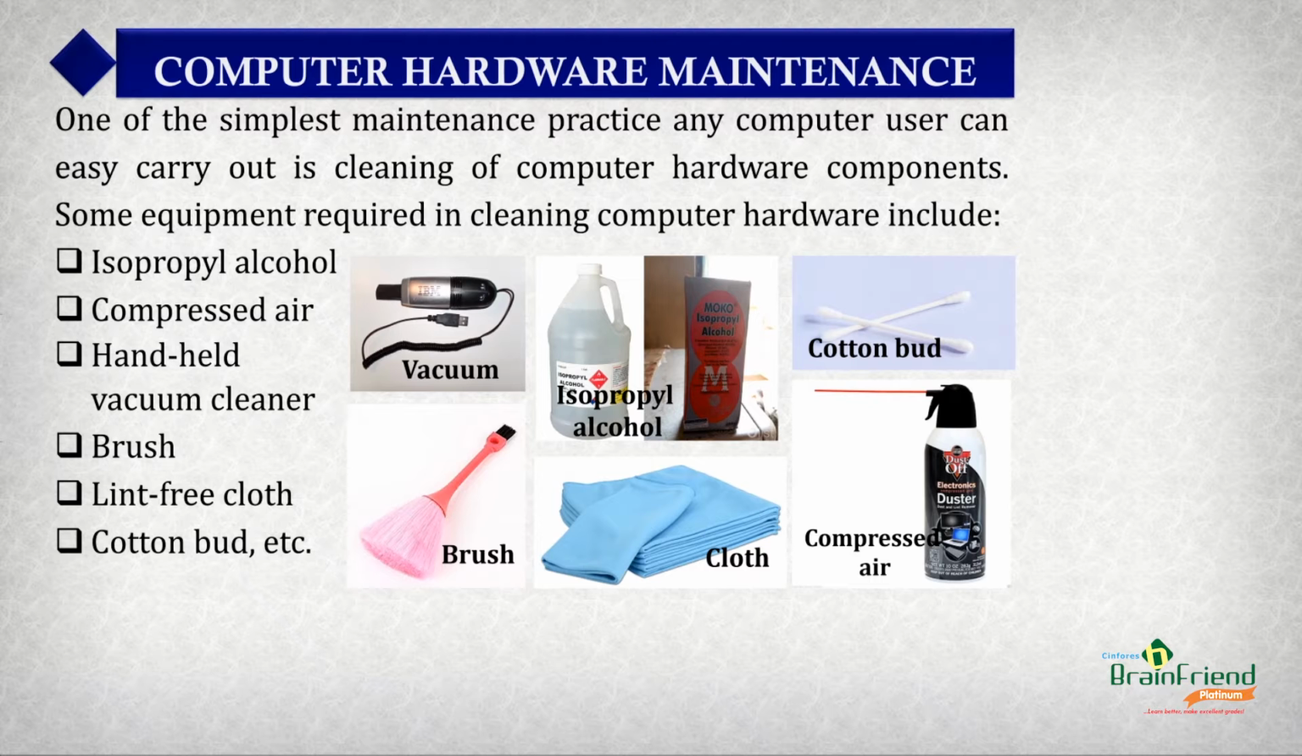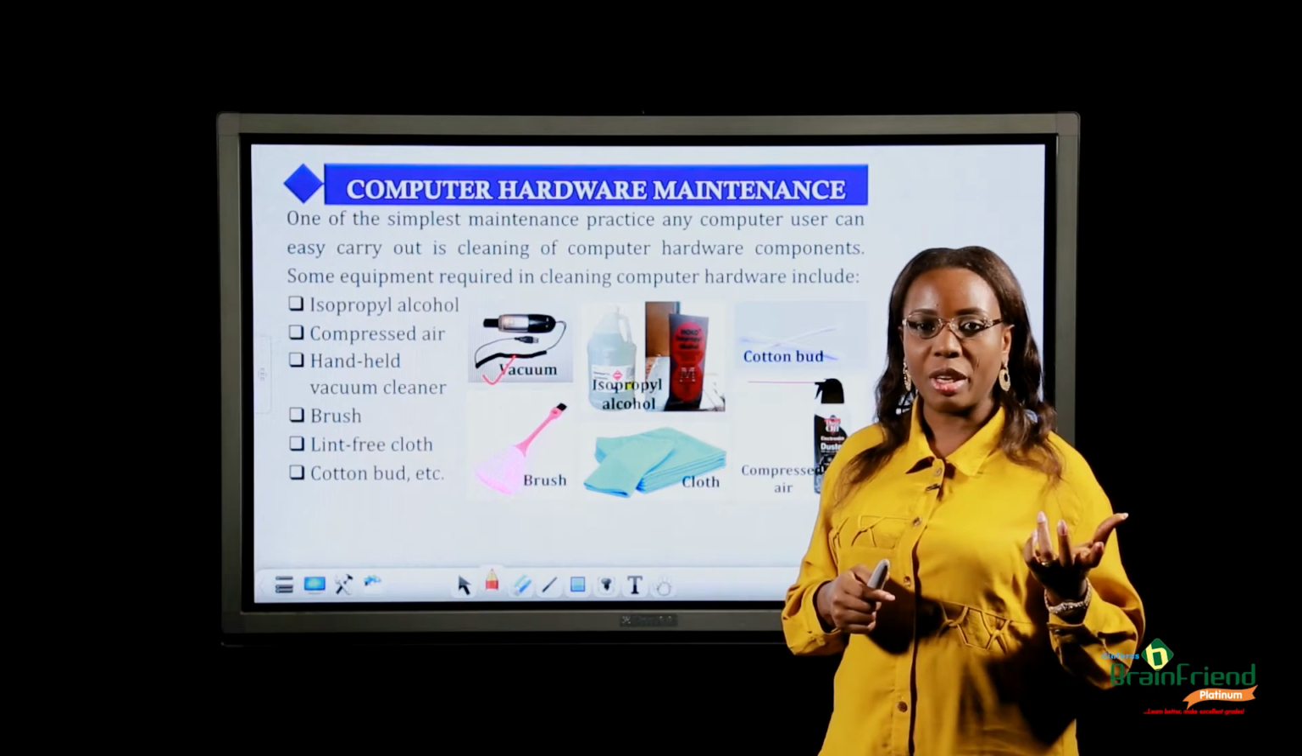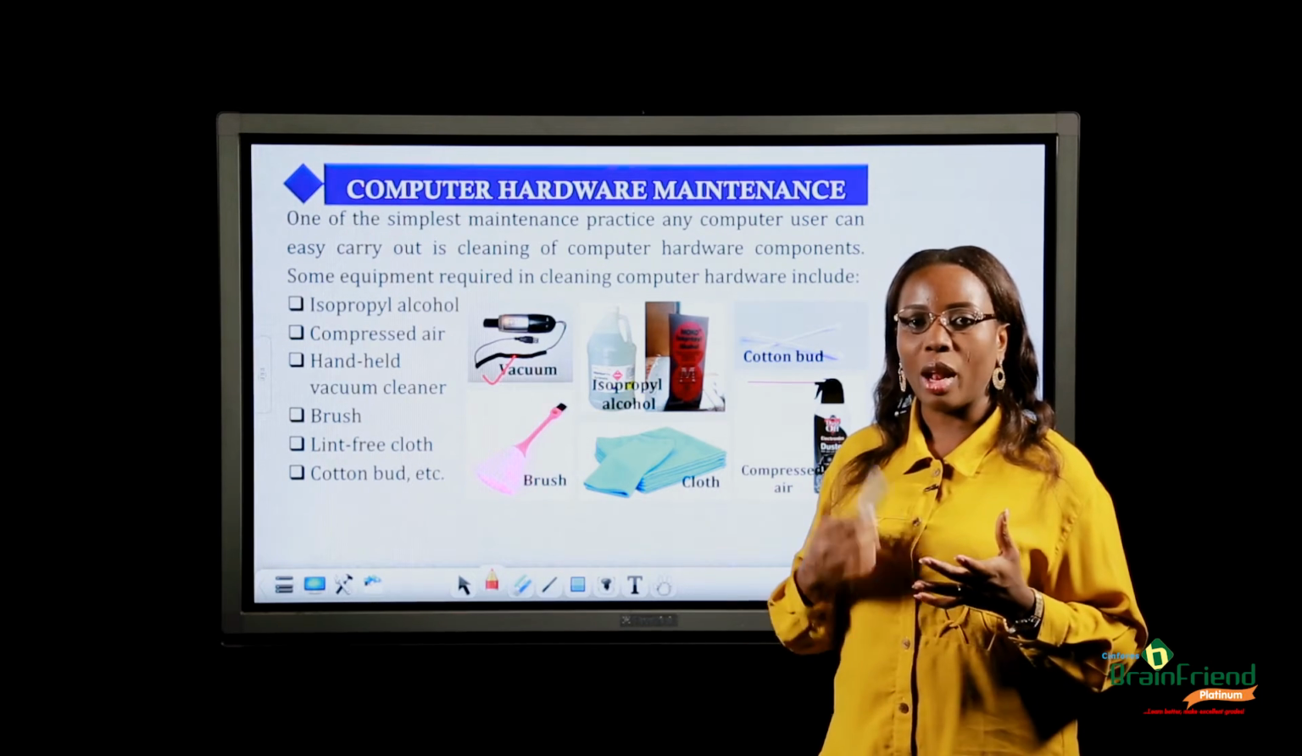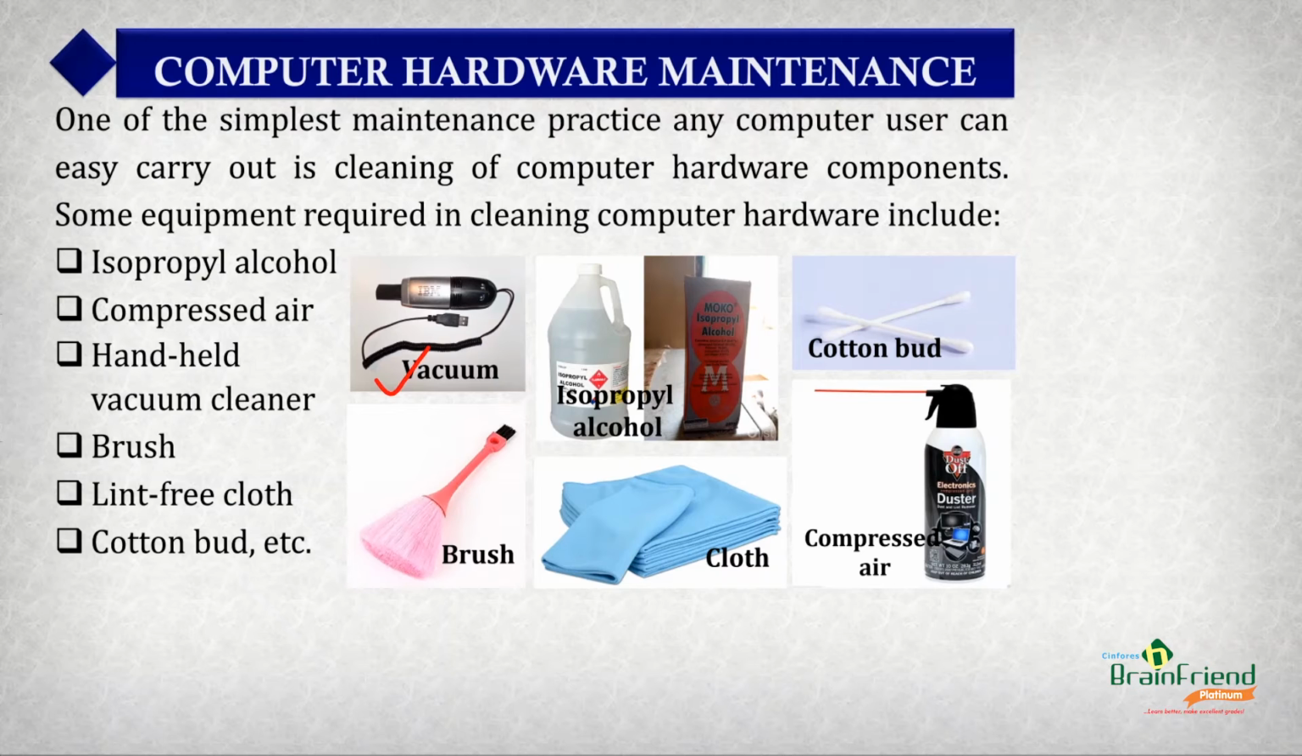So we have handheld vacuum cleaners. Handheld vacuum cleaners are not as strong as the regular vacuum cleaners, so that they don't suck in certain computer components while we use them. Another equipment is the brush, a handheld brush. We also have isopropyl alcohol, also known as methylated spirits. We also have lint-free clothes.